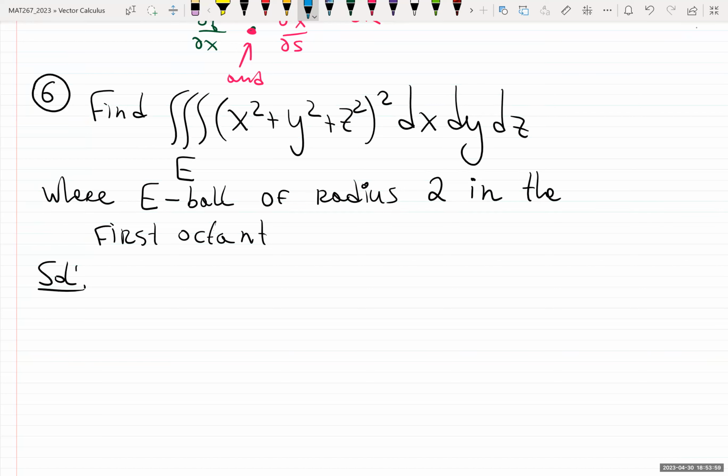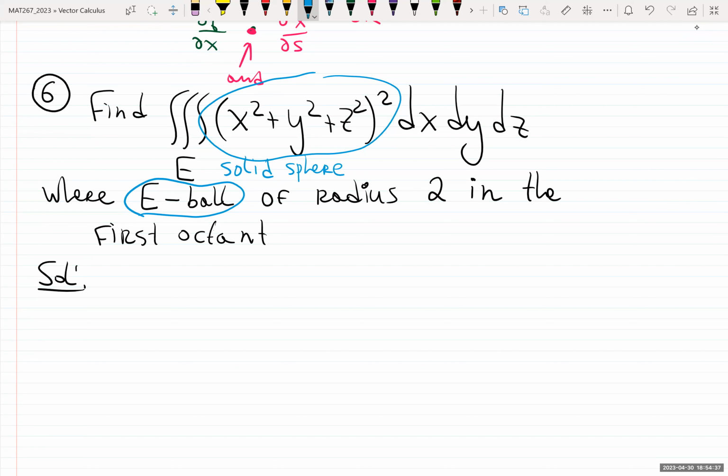First of all, what are we talking about? We're talking about the ball. The ball is not a sphere. The ball is whatever is inside of the sphere. So it's a filled-in solid sphere, right? But that gives you a hint that we're using spherical coordinates. I mean, come on, x squared plus y squared plus z squared. Of course, it's going to be spherical coordinates. So they want you to calculate this integral. That looks like from exam 3, where E is the ball of radius 2 in the first octant.